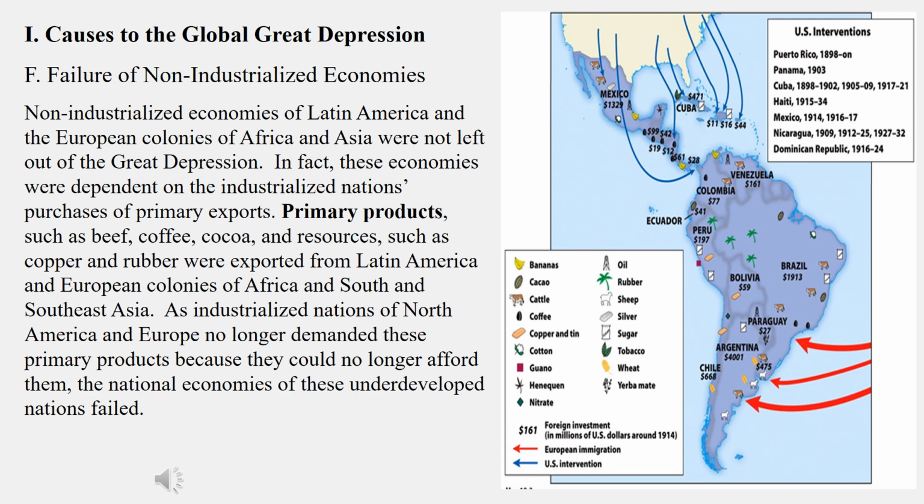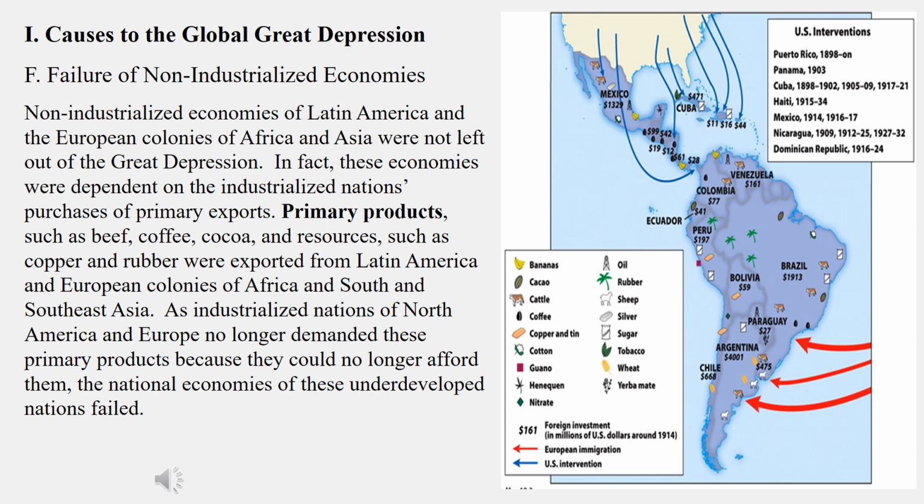Non-industrialized economies of Latin America and the European colonies of Africa and Asia were not left out of the Great Depression. In fact, these economies were dependent on the industrialized nations' purchases of primary exports. Primary products such as beef, coffee, cocoa, and resources such as copper and rubber were exported from Latin America and European colonies of Africa and South and Southeast Asia. As industrialized nations of North America and Europe no longer demanded these primary products because they could no longer afford them, the national economies of these underdeveloped nations and colonies also failed.